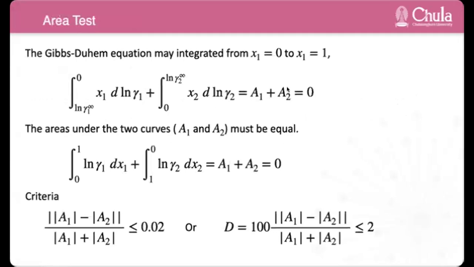What we can observe is that, because of the Gibbs-Duhem equation, we can integrate from 0 to 1. With that, we integrate from log gamma infinity, the infinite dilution, to 0.